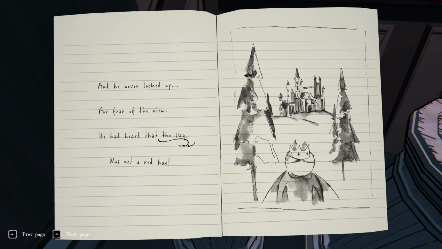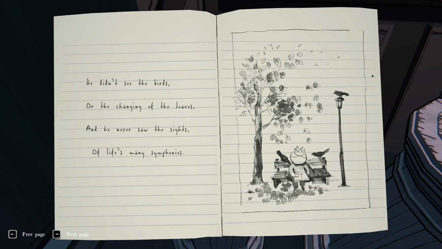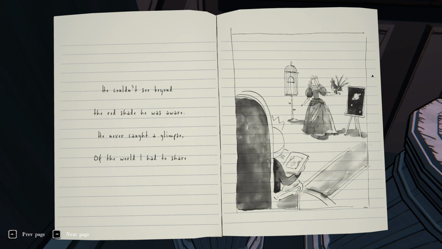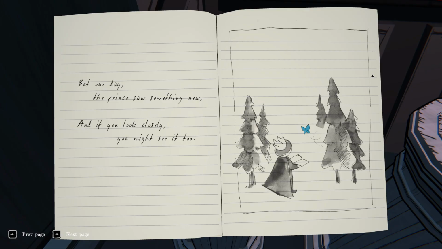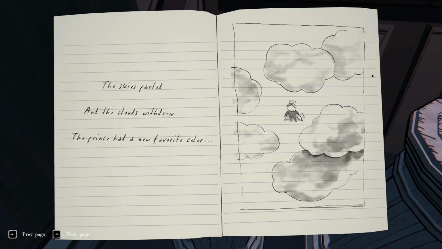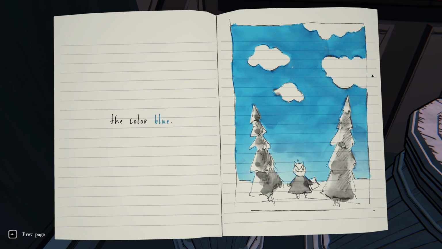Why is the sky underlined like that? He didn't see the birds or the changing of the leaves, and he never saw the sights of life's many symphonies. He couldn't see beyond the wed shade he was aware. He never caught a glimpse of a world I had to share. But one day the prince saw something new, and if you look closely, you might see it too. The skies parted and the clouds withdrew. The prince had a new favourite colour, the colour blue.